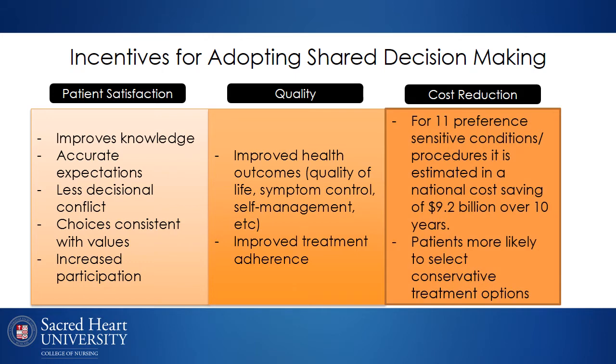Finally, SDM can lower cost in some instances, particularly for preference-sensitive conditions that involve elective invasive procedures. When patients are more aware of the potential harms and benefits, they are more likely to select conservative treatment options. Another study showed that using SDM in 11 of those conditions or procedures would result in a national cost savings of $9.2 billion over 10 years. These include things such as prostate cancer screenings and medication treatment for hypertension.